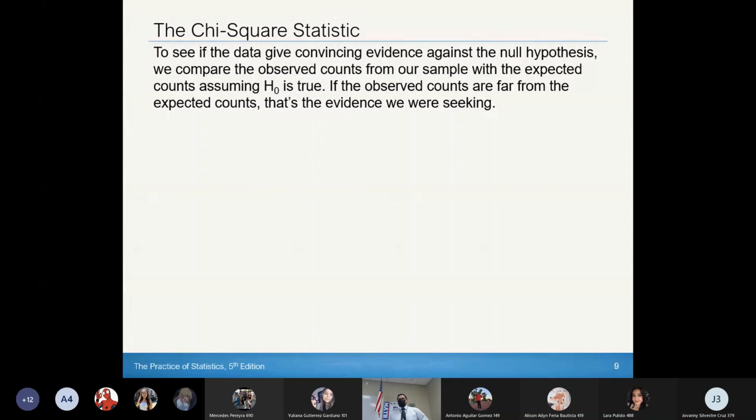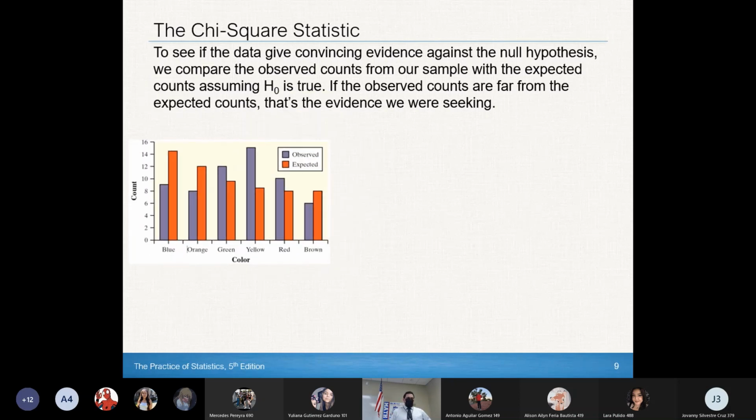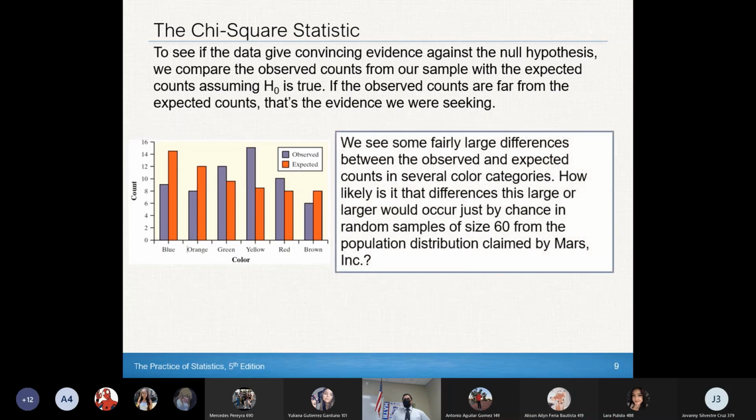So to see if the data give convincing evidence against the null hypothesis, we compare the observed counts from our sample with the expected counts, assuming the null hypothesis is true. If the observed counts are far from the expected counts, that's the evidence we are seeking. We can see this in a side-by-side bar graph, observed versus expected. Our bars are not the same height for each color, right? That's some evidence that we're looking for. We see fairly large differences between the observed and expected counts in several color categories.